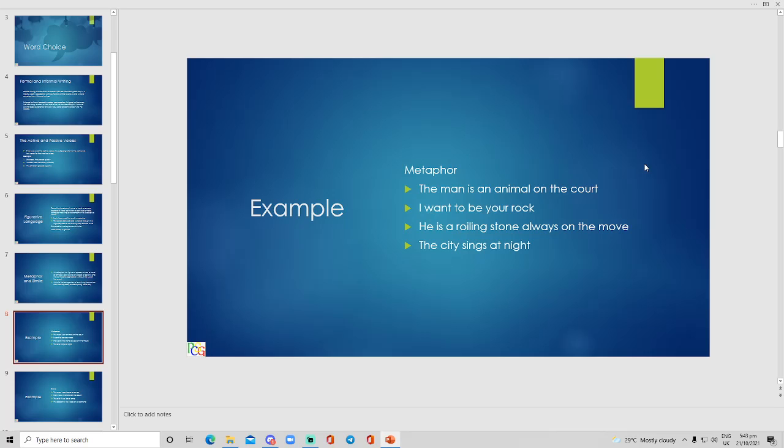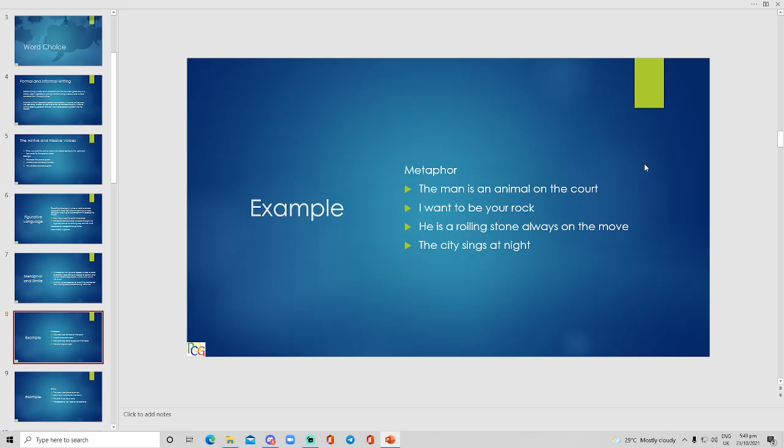The man is an animal on the court. Okay? The man is an animal on the court. I'm comparing the man to an animal, but at the same time, I did not use the words like and as, which would have been comparative words and actually be a comparison. Instead of saying he's like an animal, even though I compared him to an animal, I said that he is one. So I applied the traits of an animal directly to the man, maybe because of his tenacity on the court or what have you.